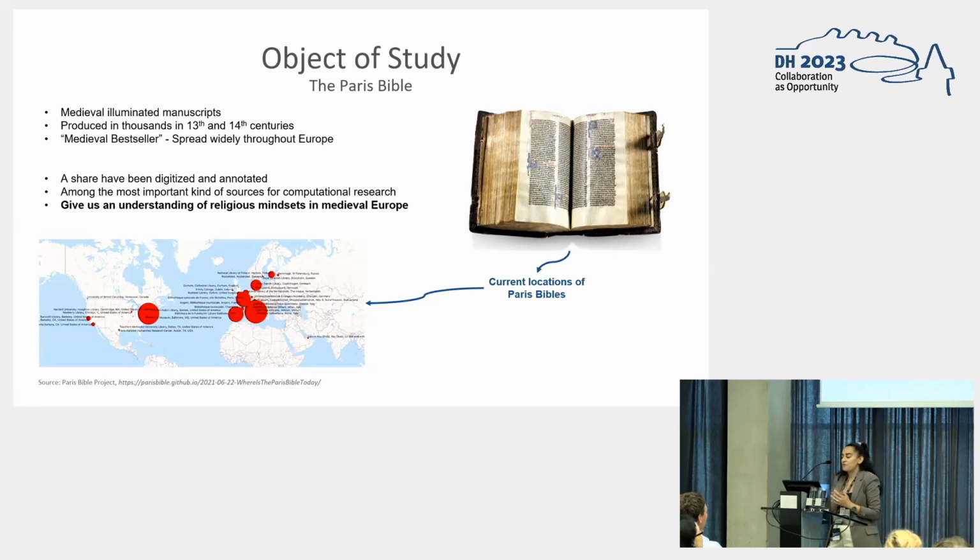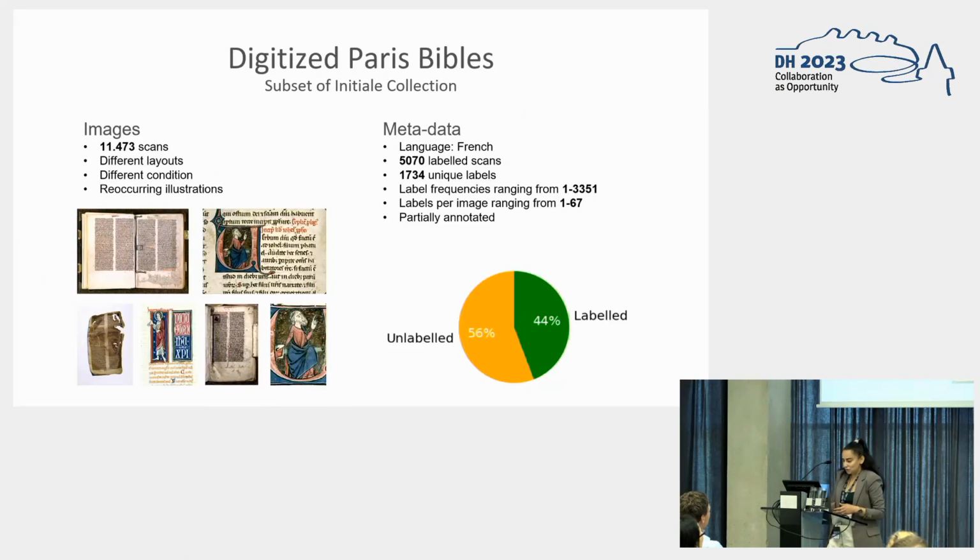And a share have been digitized and annotated by different private and public institutions, which make them among the most important kinds of manuscripts for scaled and computational research and understanding religious mindsets and practices in medieval Europe. So a bit about the data.